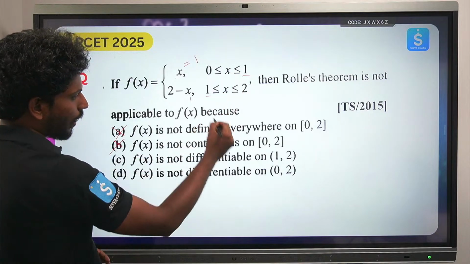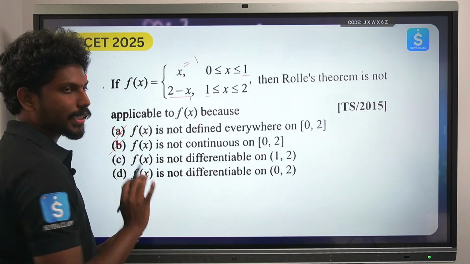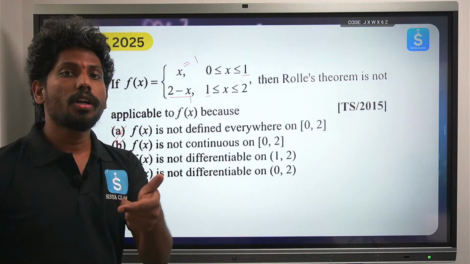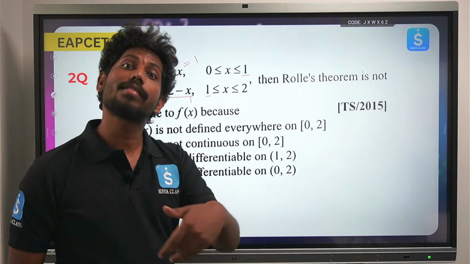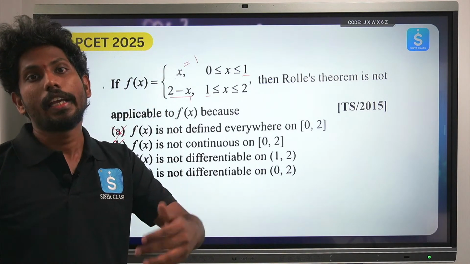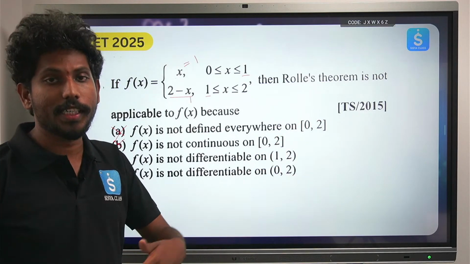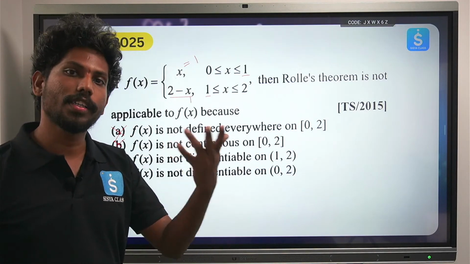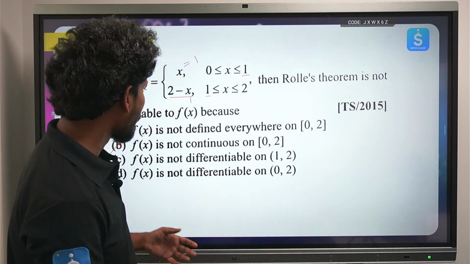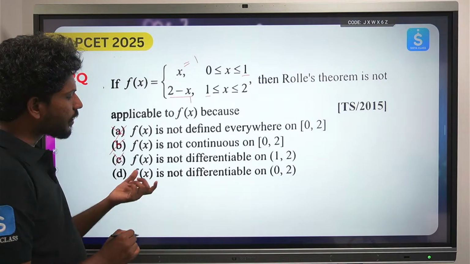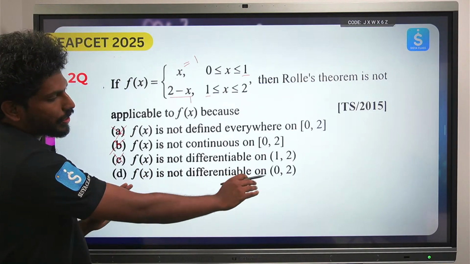See, 1 to 2, 2 minus x is a polynomial. Yesterday I told one note point: every polynomial function is continuous as well as differentiable. In fact, it is infinitely differentiable, right? You can differentiate n number of times. If it is a polynomial of degree n, you can differentiate as many times as possible. So this option is also false, but the leftover option is, as usual, 0 to 2.